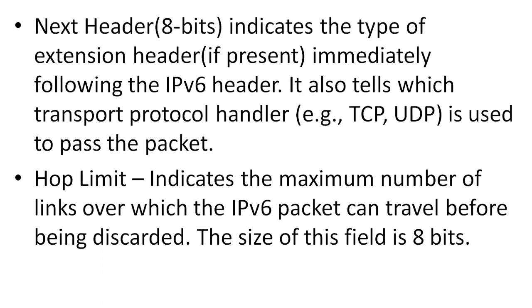Okay, and the next field is hop limit. This hop limit indicates the maximum number of links over which the packet can travel before being discarded. So in the scenario of moving a packet to the destination, the maximum number of links over which we can move this packet, that number we indicate in the hop limit. And the size of this hop limit is 8 bits. So for each field, certain bits are fixed here.